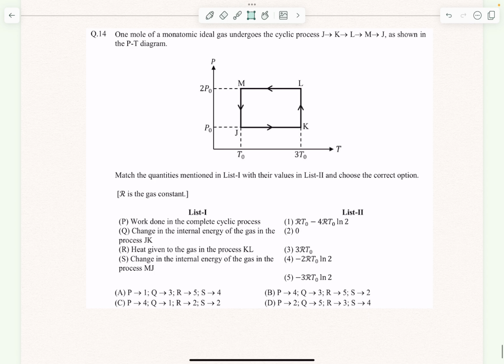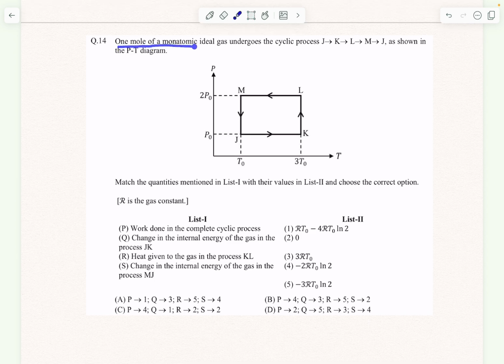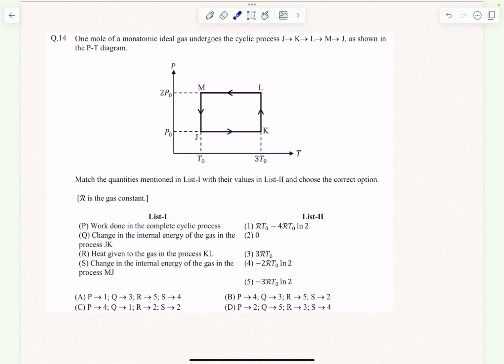Okay guys, so this is problem 14. We have been given 1 mole of a monoatomic ideal gas that undergoes the cyclic process JKLMJ as shown in the PT diagram. So they have given us a pressure versus temperature plot. Basically, processes JK and LM are isobaric processes, right? Constant pressure processes, and processes K to L and M to J are isothermal processes.